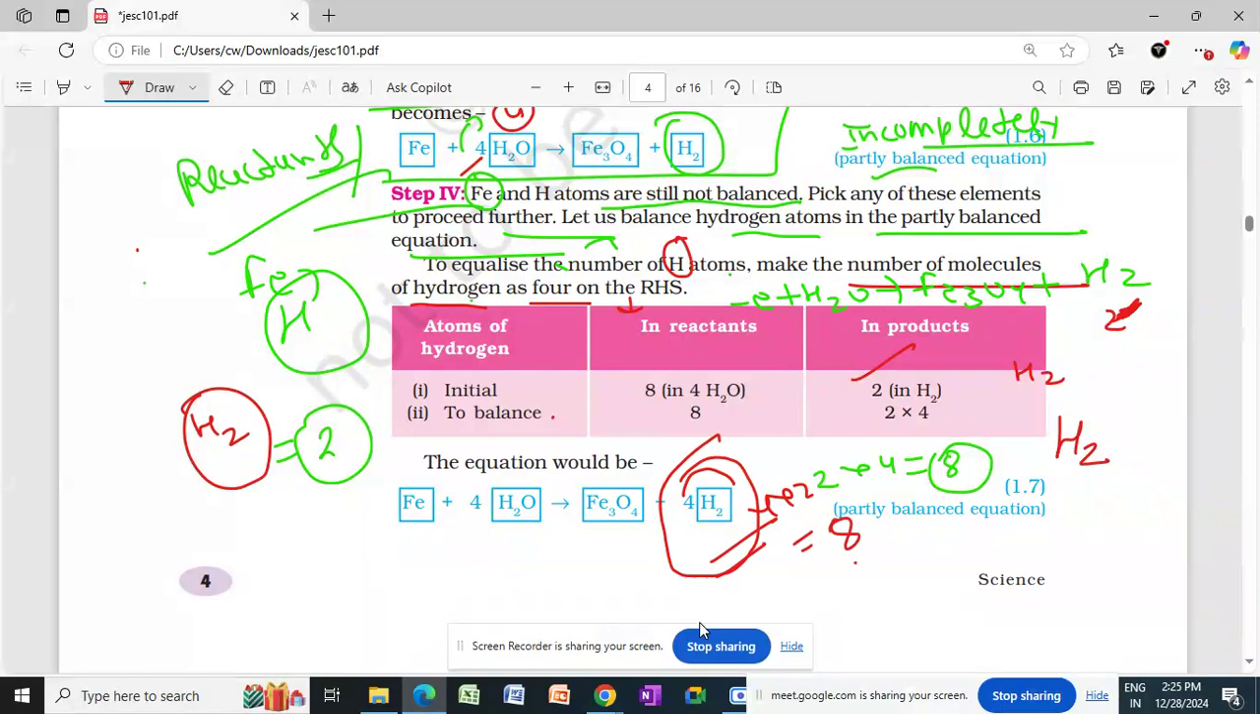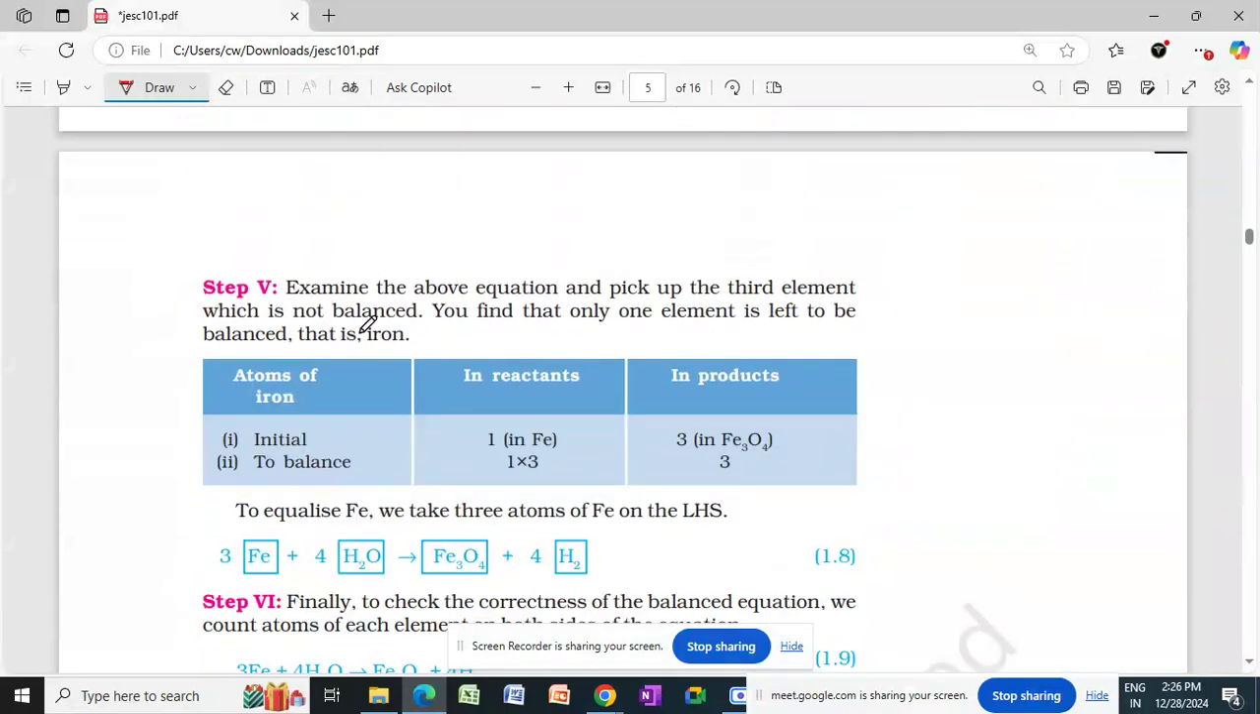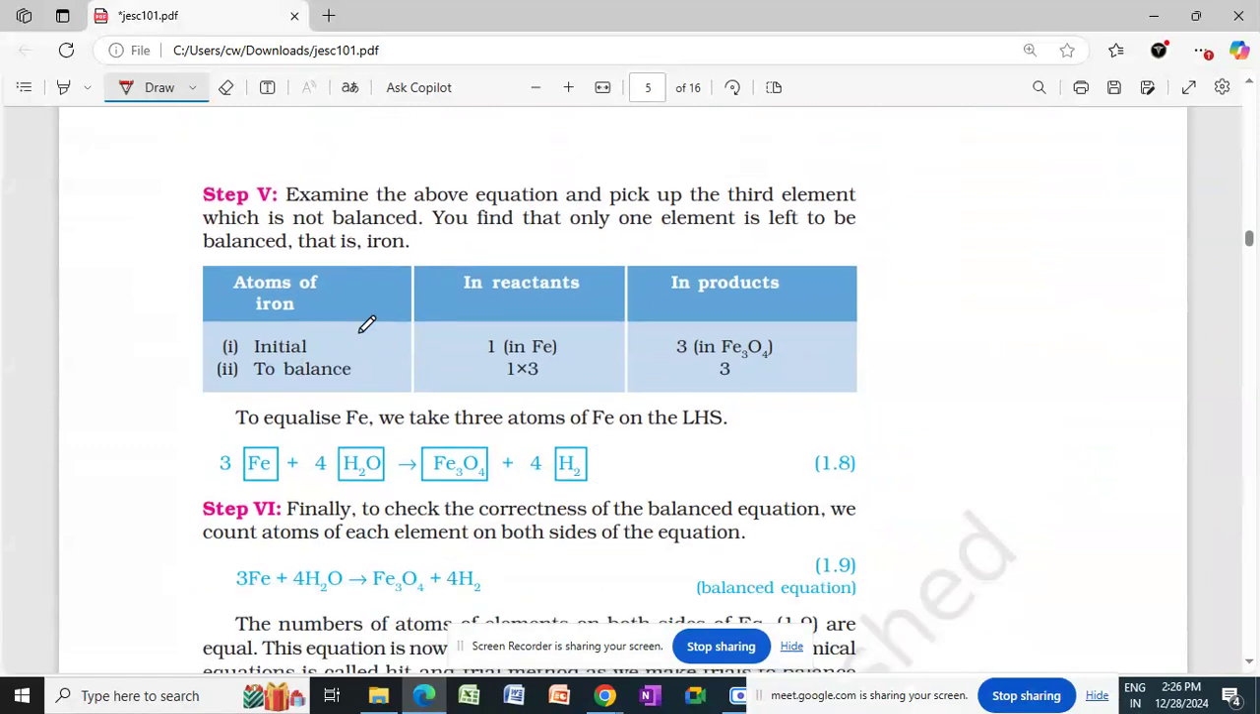Yeah, right. Understood? In case of oxygen also, we did the same thing when we balanced the oxygen. Now we also balanced here the hydrogen. Now here we have to balance the iron also. Iron also we need to balance.